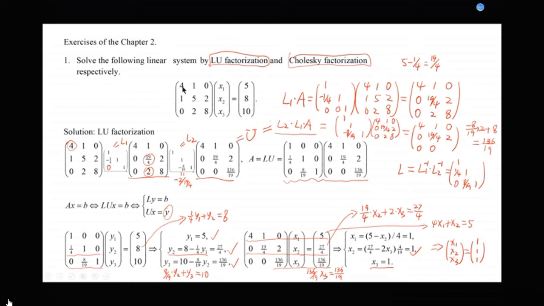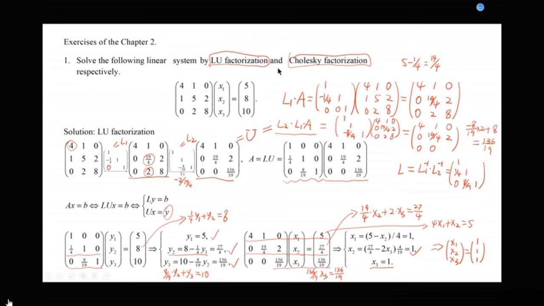Of course, you can check the answer, right? 4 plus 1 equal to 5. The summation of 1, 5, 2 is 8. The summation of 2 and 8 is 10, right? So you obtain the correct answer by LU factorization. Clear?